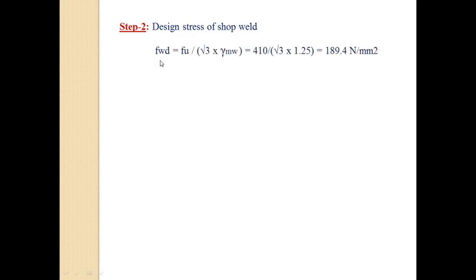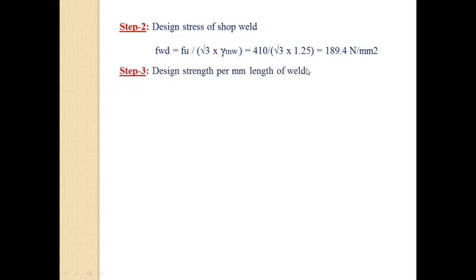So step number 2, we have to calculate the design stress for shop weld, that is fwd. Write the formula: fwd is equal to fu upon root 3 into gamma mw. Fu we know, that is 410, and gamma mw is 1.25 for shop weld. So the value of fwd is equal to 189.4 Newton per mm square.